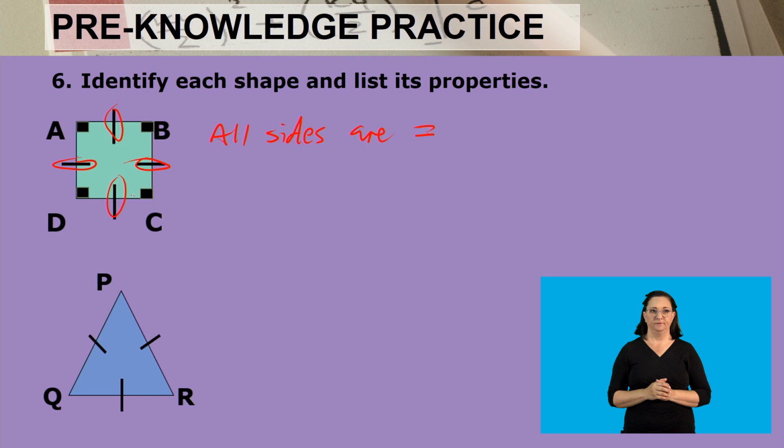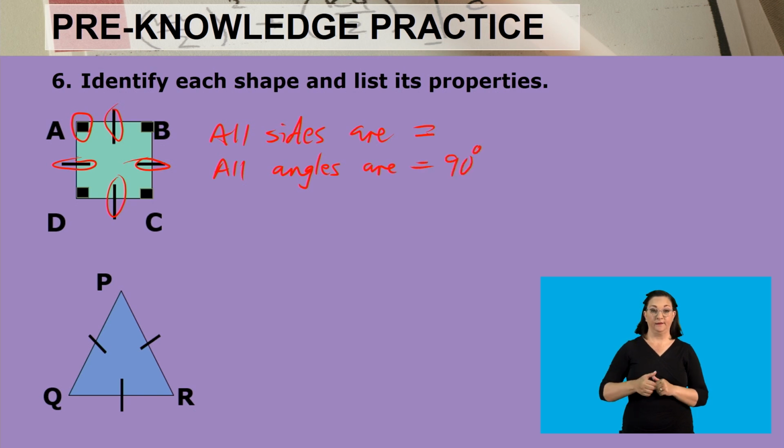And then all angles are 90 degrees. There is an indication there that the angles are 90 degrees and each angle is 90 degrees. So all angles are equal to 90 degrees.